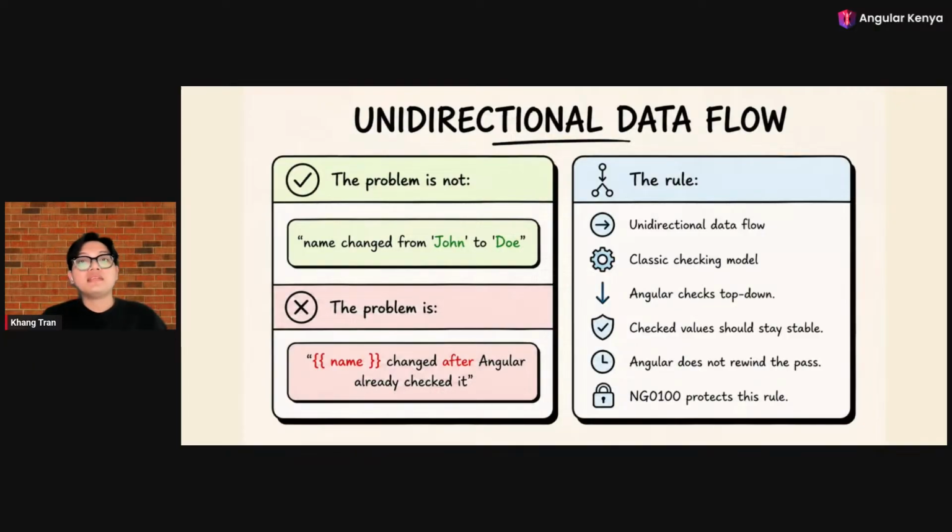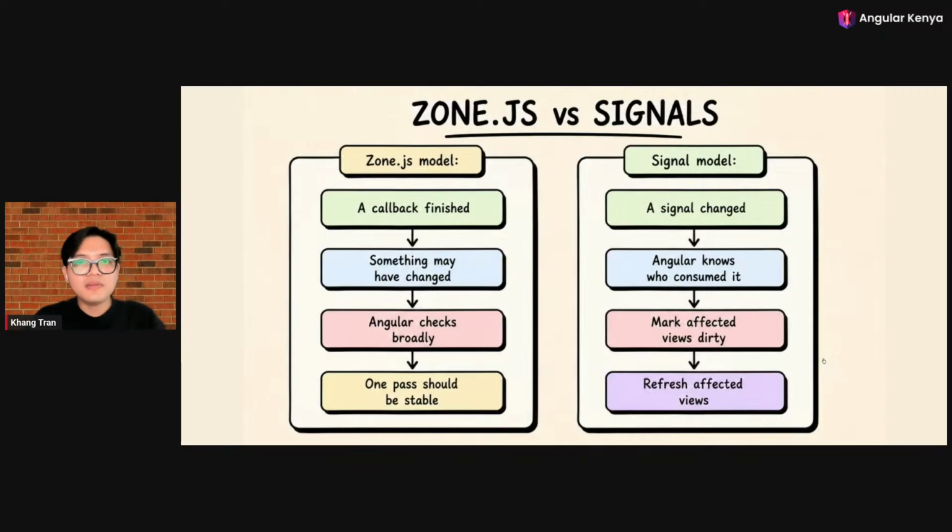Now this brings us to the next part. Zone.js can tell Angular when something happened, but it cannot tell Angular exactly what state changed, and which views depend on that state. For that, Angular needs a different synchronization model, and that is exactly where signals come in. And now we can compare the two models together. For Zone.js, as we discovered already, it gives Angular timing information.